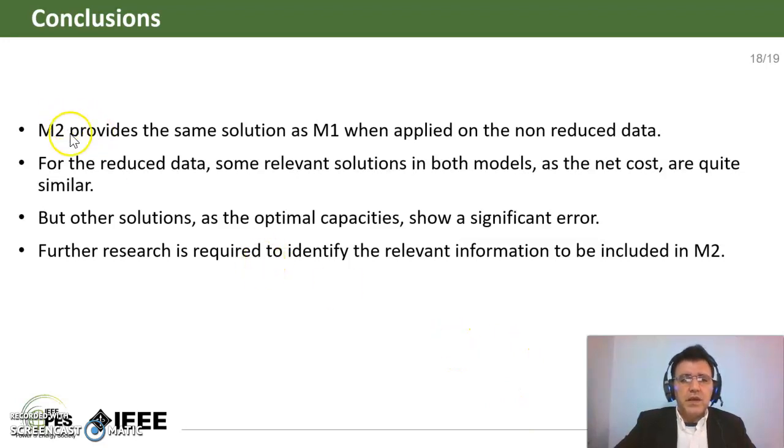As conclusion, M2 provides the same solution as M1 when applied on the non-reduced data. For the reduced data, some relevant solutions in both models such as the net cost are quite similar, but other solutions such as the optimal capacities show a significant error. Further research is required to identify the relevant information to be included in M2.